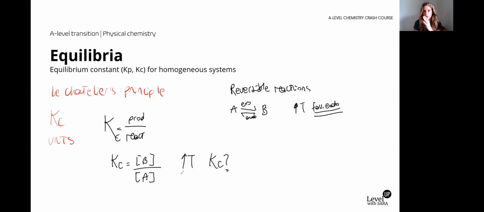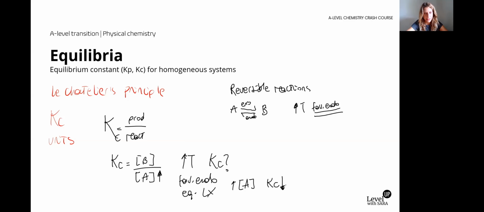Always do it step by step, this is a thinking process. Temperature increases. What does it favor? It favors the endothermic. Which side is the endothermic? It's the backward reaction, so the equilibrium will shift to the left. If the equilibrium shifts to the left, which concentration increases? A. If this increases, it's not balanced anymore, so the ratio between A and B changes. That's why Kc changes. And if the concentration of the reactant increases, Kc would decrease. I hope it makes sense.